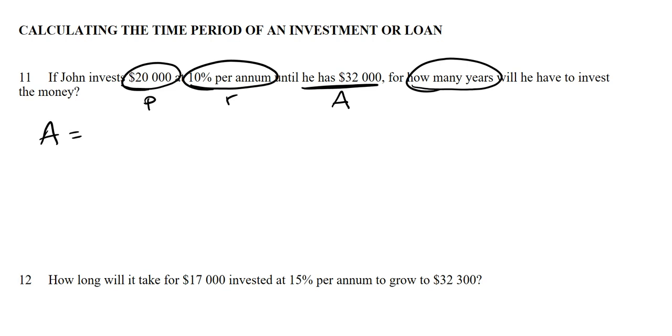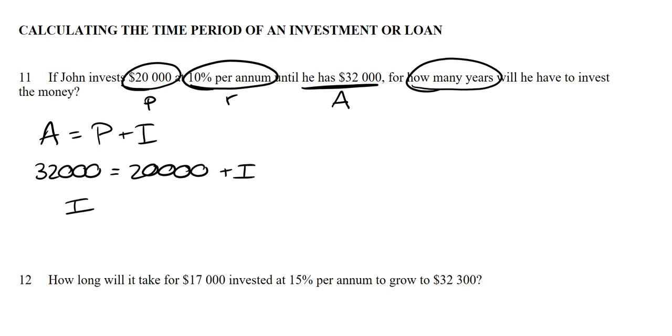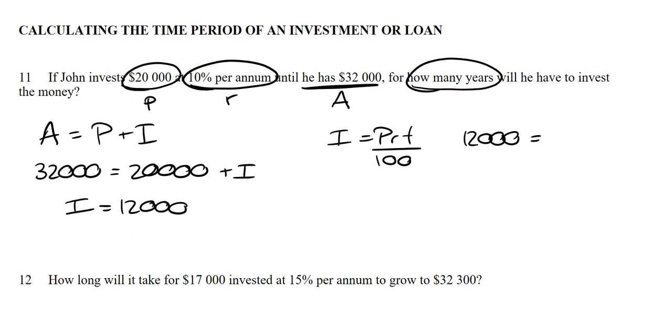So I need two formulas, A equals P plus I. So I'm going to start with $32,000 equals 20,000 plus I, which gives me $12,000 for the interest. So now I use I is equal to PRT over 100. And we're going to have 12,000 is equal to 20,000 times 10 times T over 100.